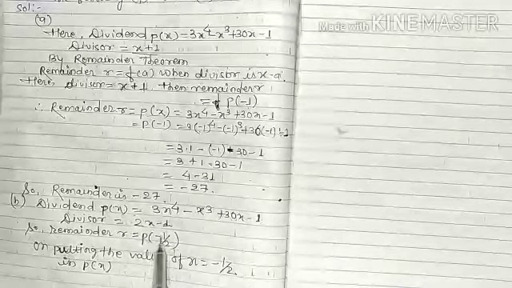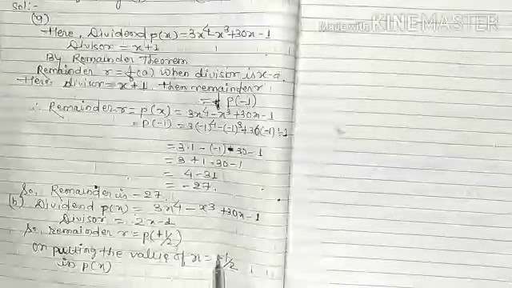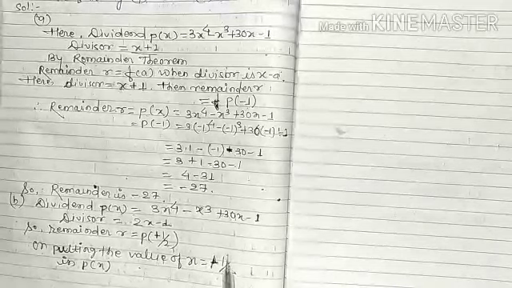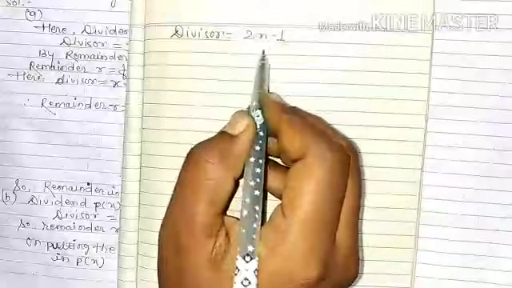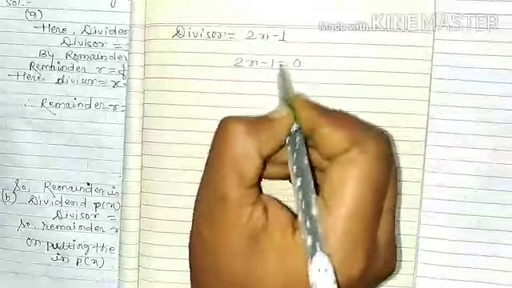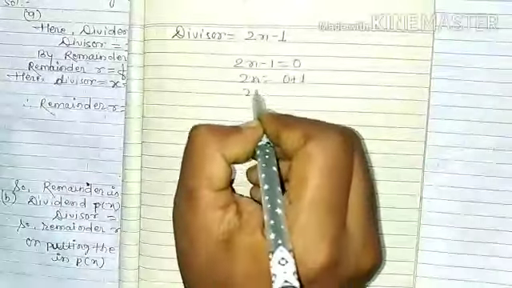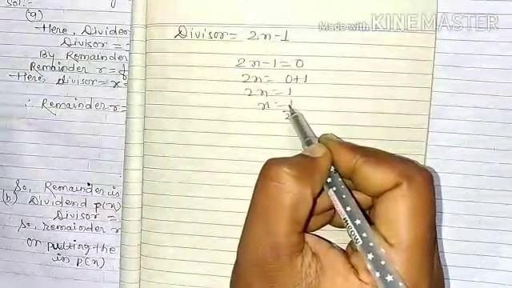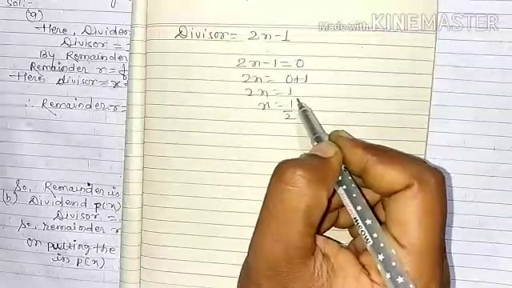The value of x is equal to 1 by 2, and on putting this value in p(x), how can we find the value of x? Here divisor equal to 2x minus 1. We equate this 2x minus 1 to 0. 2x minus 1 equal to 0, then 2x equal to 0 plus 1, then 2x equal to 1, then x equal to 1 by 2. We put the value of x, 1 by 2, in the dividend p(x).